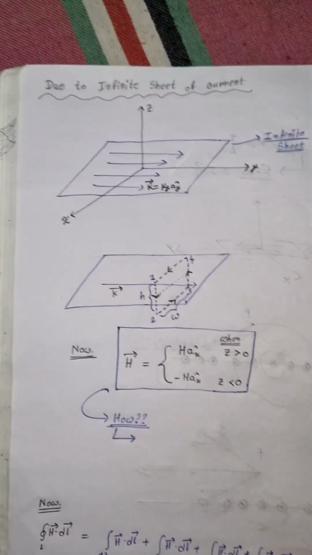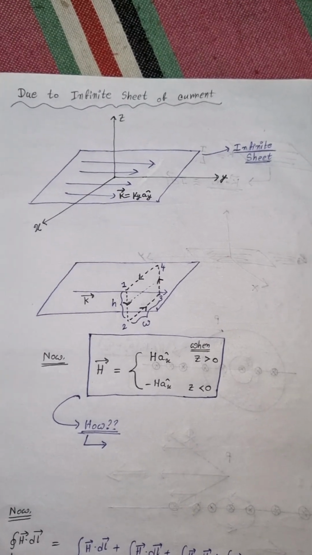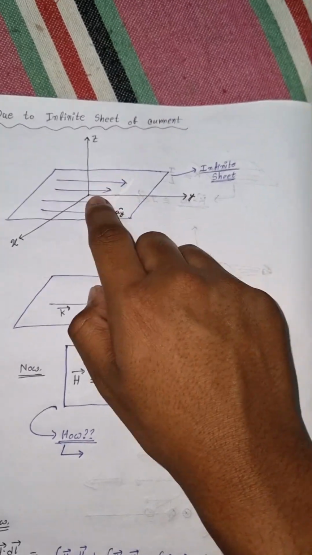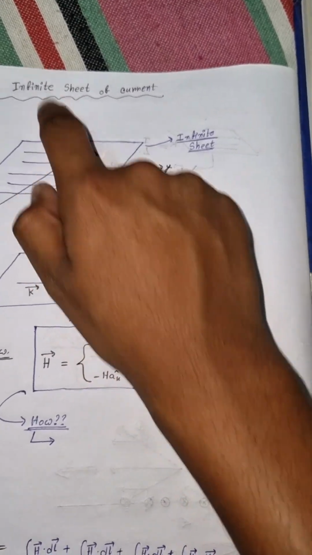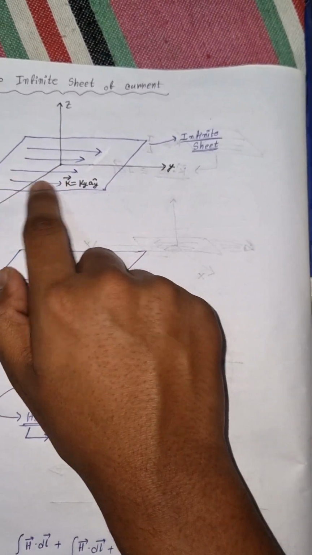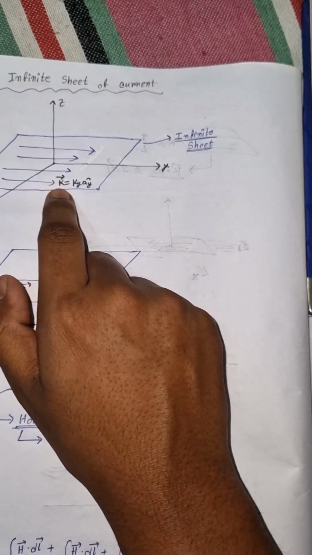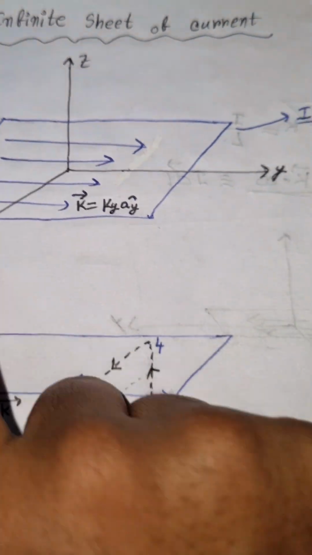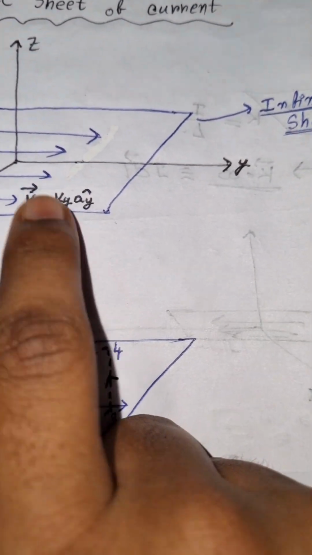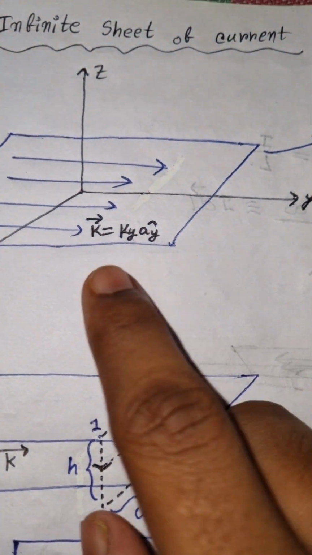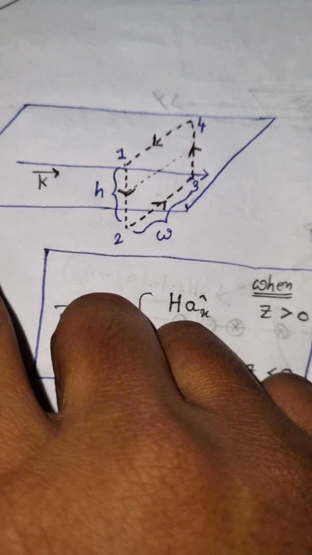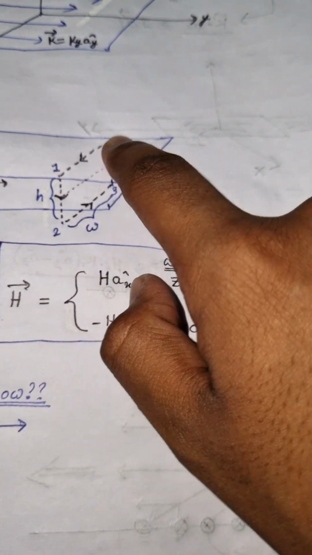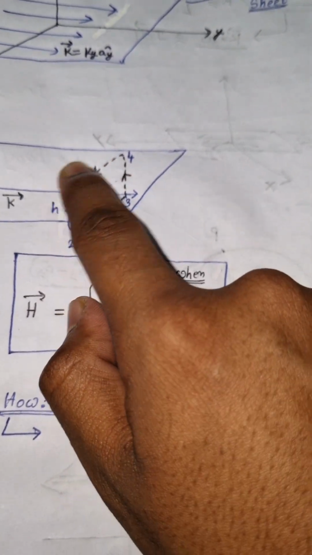Now let's complete the second part. Let's find out the value for an infinite sheet of current. So let's say this is the sheet, everything is the same here. This is y, this is z, this is x. Now these are the current elements, which is K vector equals K_y a_y cap, as it is directed along y.